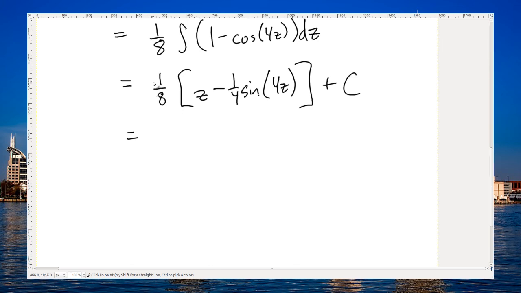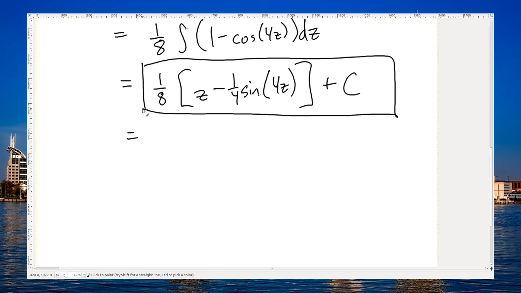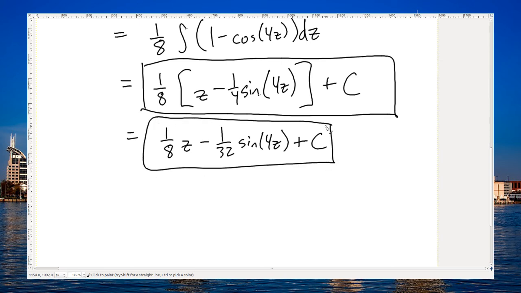And then if you want, you can either leave that as your answer or multiply out that 1/8 to get z/8 minus 1/32 sine of 4z plus c. And that's my final answer.